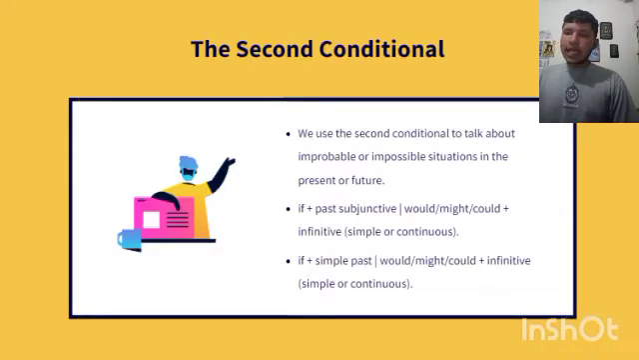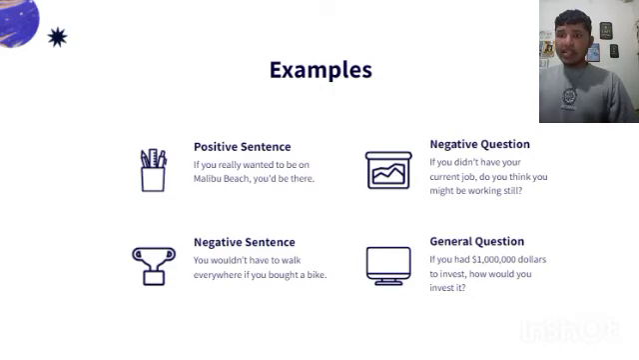The second conditional is used to talk about improbable or impossible situations in the present or future. So in this case we have two structures that depend on the conditional clause. It can be in past subjunctive or in simple past, as we see here in the presentation. But the main clause is always going to be in the modal verb would, might, could, that express the possibility of something to happen, and the verb infinitive, either simple or continuous. In this case, the positive sentence.